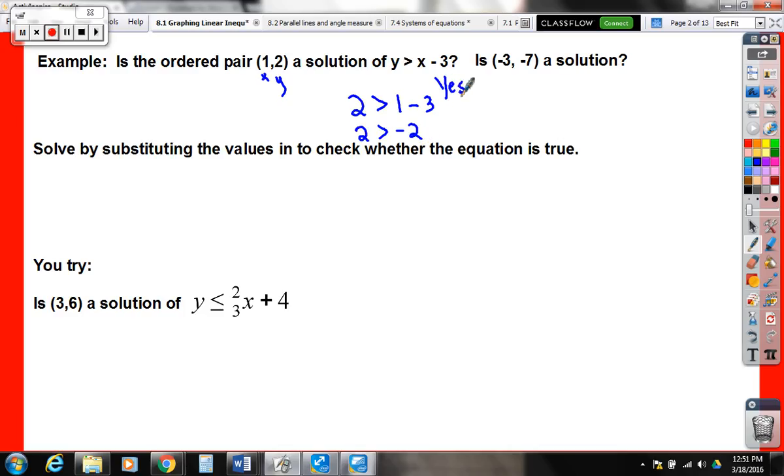Okay, now let's try (-3, -7). We have negative 7 is greater than negative 3 minus 3. So negative 7 is greater than negative 6. Is that statement true? No. So this one is not a solution to that inequality. Okay, so you see what we're doing? We're just plugging the x and y into the inequality, and then we're checking to see if it's true once we simplify it. So go ahead and try this one. We'll pause for a minute.